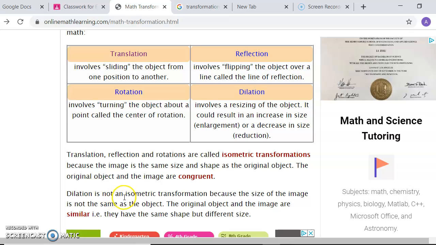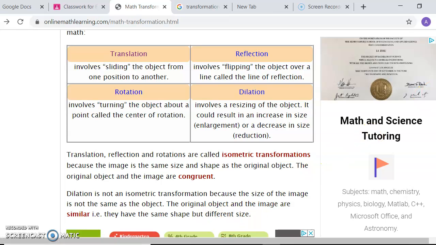Dilation is not an isometric transformation because the size of the image is not the same as the object. The original object and the image are similar. They have the same shape but different sizes.